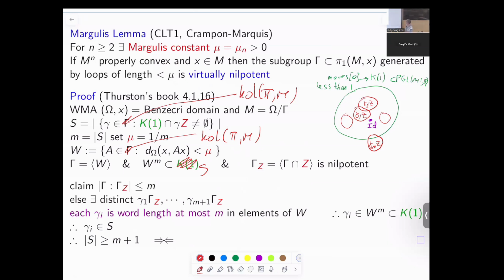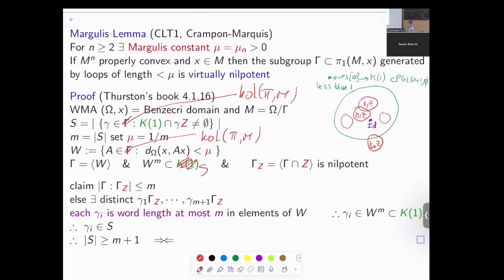And then the deal is if I take the subgroup, so this subgroup gamma is generated by elements in W. These are things that move the origin at most mu. If I take the subgroup of gamma generated by elements in the Zassenhaus neighborhood, that's a nilpotent subgroup. So the claim is that this group has got finite index in the group I first thought of.